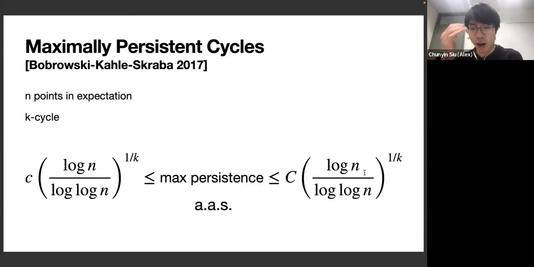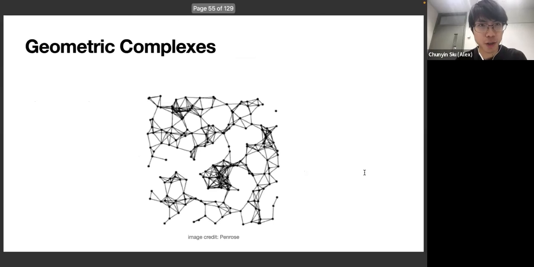And if you have seen the almost recent work on universal distribution on multiplicative persistence, this is not exactly the same, but it is one of the early works that has a similar flavor about keeping track of persistence of different points and how large they're going to be in a random setting. Okay, so this is so much for geometric complexes.